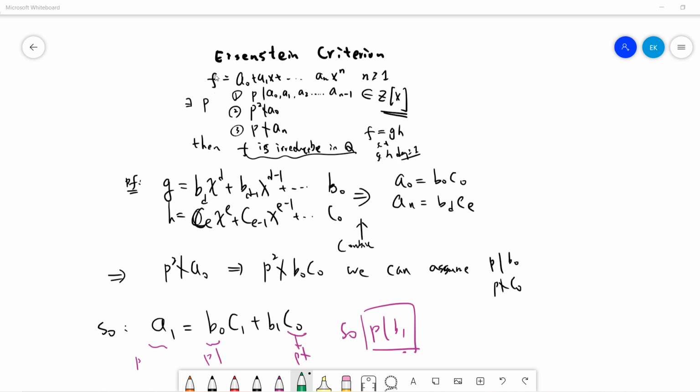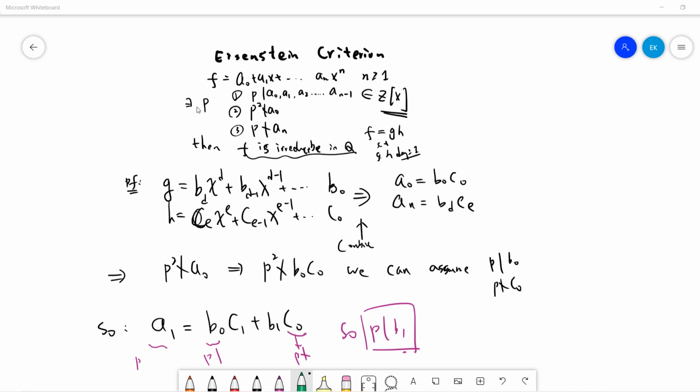The idea is that you have a polynomial f with degree n in a single variable x, and suppose there is a prime p such that p divides a0 up to a(n-1), p squared does not divide a0, and p does not divide an. Then f is irreducible over Q.